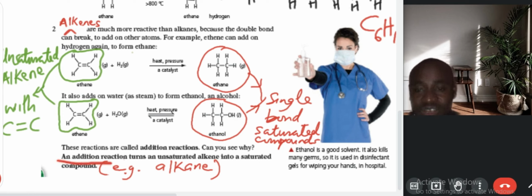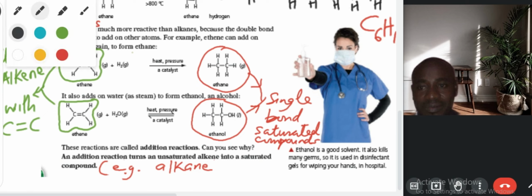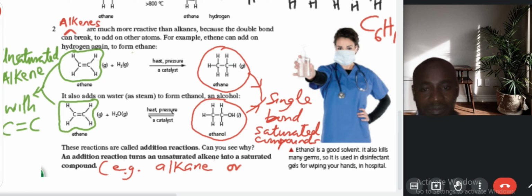So an addition reaction turns unsaturated alkene into a saturated compound. Example, alkane or even alcohol. In fact, this is one of the ways we can produce alcohol.